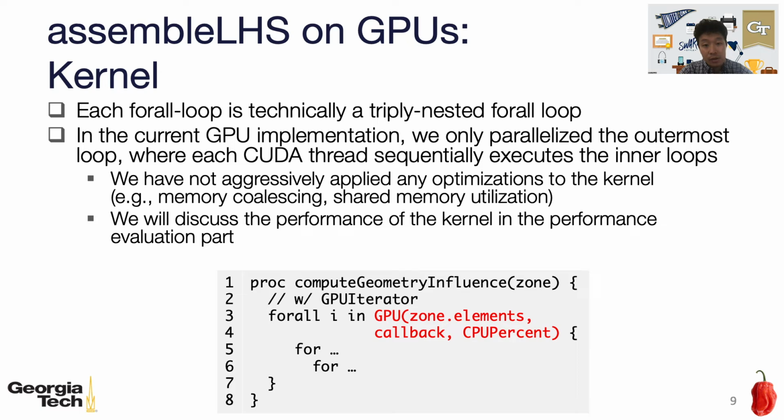And now let me talk a little bit about the kernel implementation. Technically, the two for loops in the assembleLHS part is a triply nested for loop. However, in the current GPU implementation, we only parallelize the outermost loop, where each CUDA thread sequentially executes the inner loops, which means that we have not done any aggressive optimization to the kernel. And we're going to discuss the performance of this kernel in the performance evaluation part.